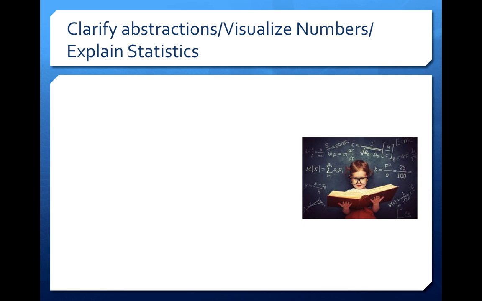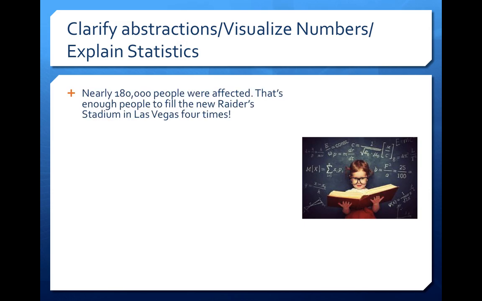In addition to avoiding jargon, we want to be clear in our speeches whenever we encounter abstractions such as numbers, statistics, or complex ideas. Here's some examples. Nearly 180,000 people were affected. Okay, that might be a hard number for people to visualize, so I follow that up with: that's enough people to fill the new Raiders stadium in Las Vegas 4 times. That helps us kind of visualize that, get a sense.